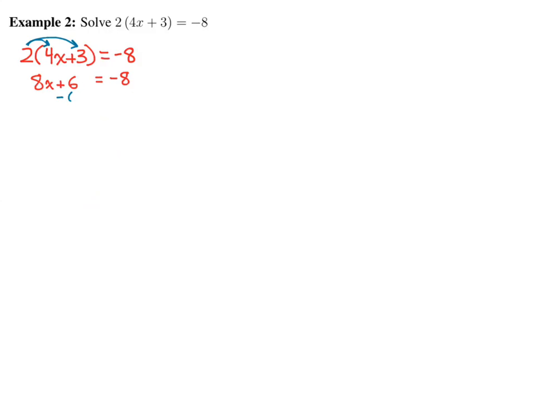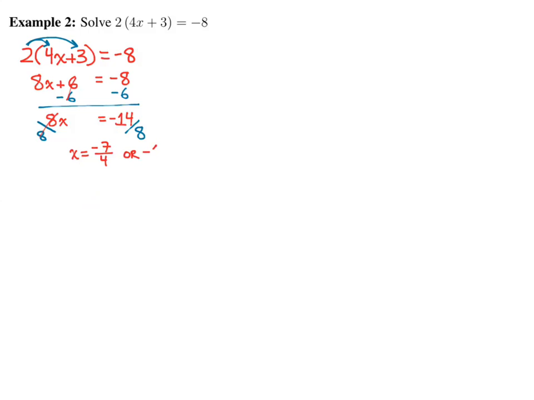And from here, it should look kind of silly. You got to subtract 6 on each side. Bye-bye 6. So 8x equals negative 14. And then if you divide each side by 8, by 8s, x equals negative 7 over 4.